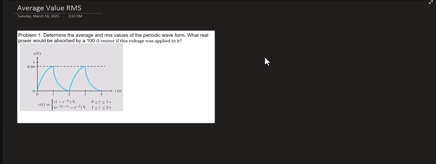I was just too lazy to do one at a previous session, and said, no, I'm too lazy. But I decided I should go ahead and do it and show you all how to do it. So this one is to find the average and RMS values of the periodic waveform.